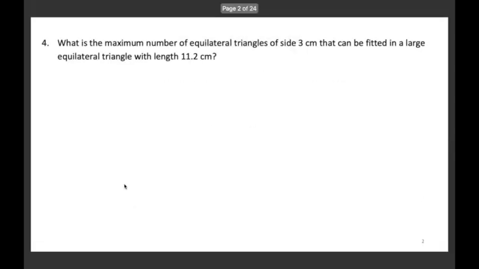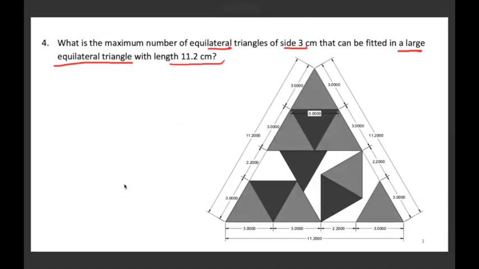So this is the first question for the day. You have to find the maximum number of equilateral triangles of 3 centimeter side that can be fitted in a large equilateral triangle of length 11.2 centimeters. This is how the arrangement will happen, where the bigger equilateral triangle has all its sides 11.2, and the smaller equilateral triangle is of 3 centimeters with all its sides 3.